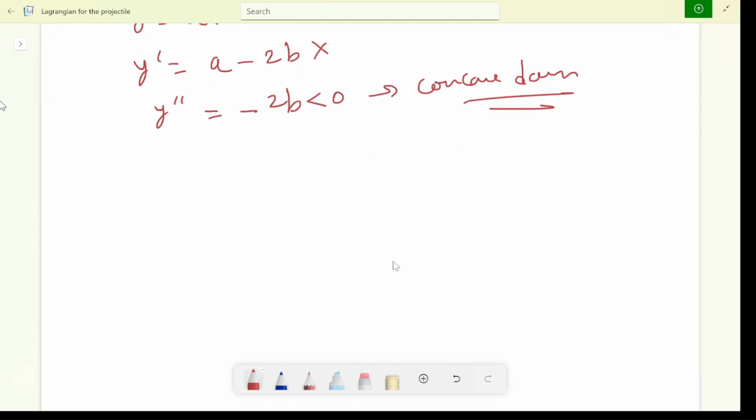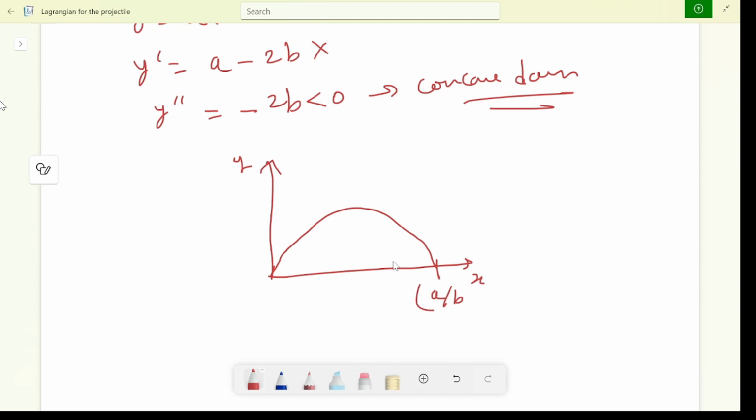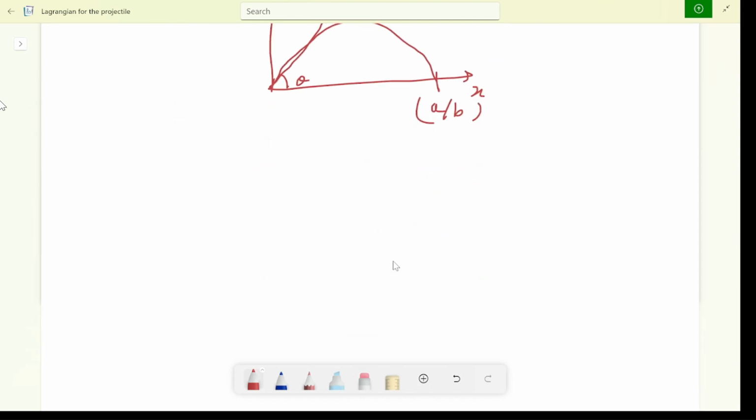So now we can just draw the graph. This is the x-axis and this is the y-axis. So it starts at the origin and it is concave down, and it cuts the x-axis at a point, say a by b. And the object was projected somewhat like this, making angle theta. So clearly this is the graph of a parabola. This is the graph of a parabola.